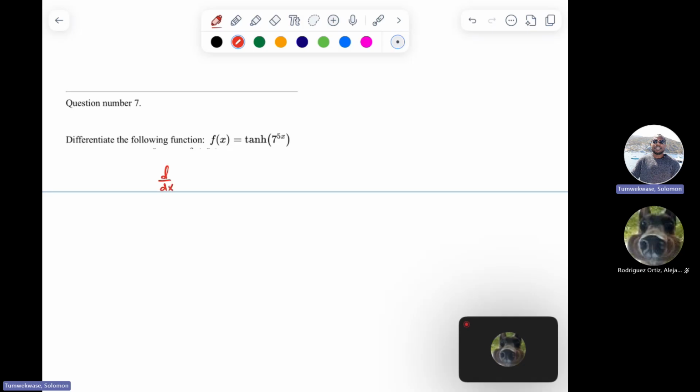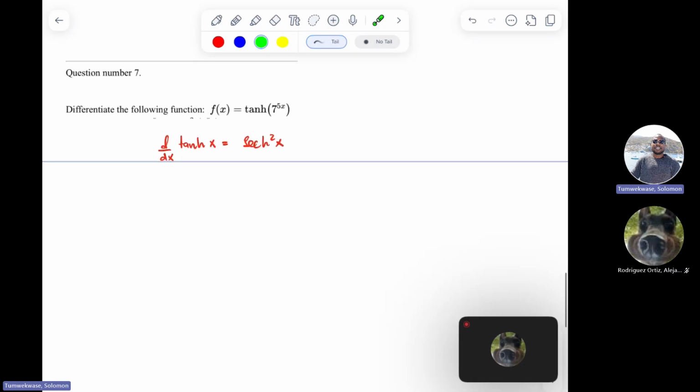So that's why I'm saying that if you really know that d dx of tan hyperbolic of x is the same as sec hyperbolic squared of x, then life becomes a little easier, okay? Now, we have our function as tan hyperbolic of 7 to the 5x. Now we have to do some chain rule here.